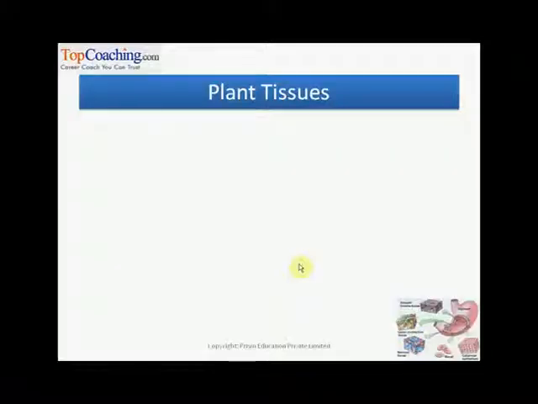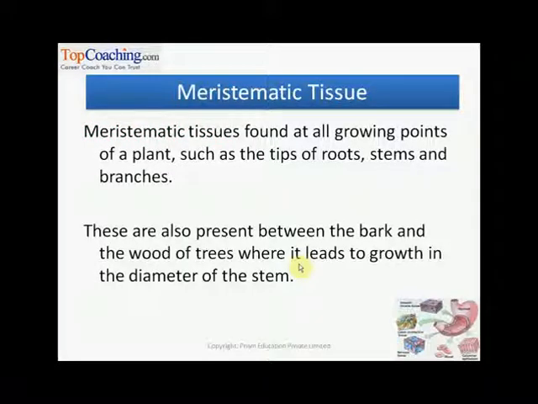So let us now see what type of plant tissues are there. Plants have two types of tissues, meristematic and permanent. Okay, we'll read about them one by one. Meristematic tissues are found at all growing parts of a plant.